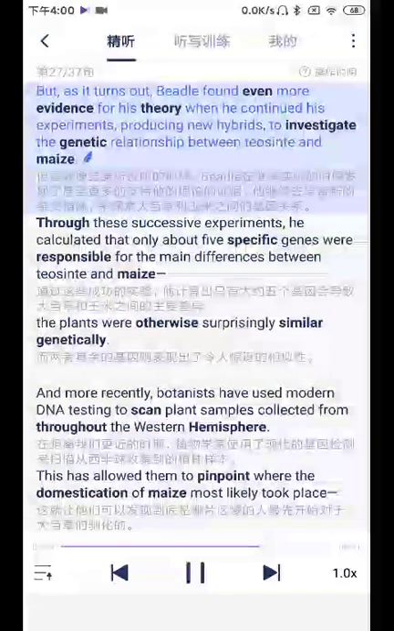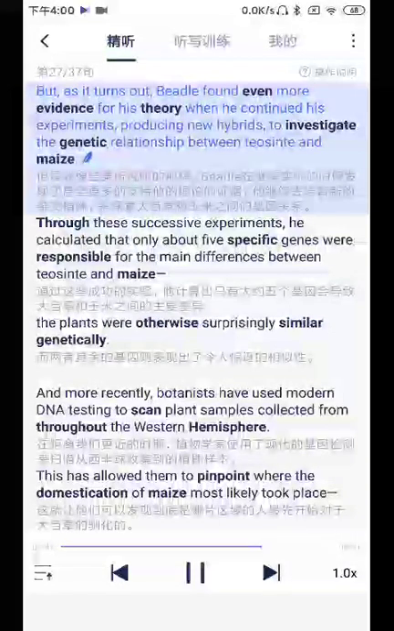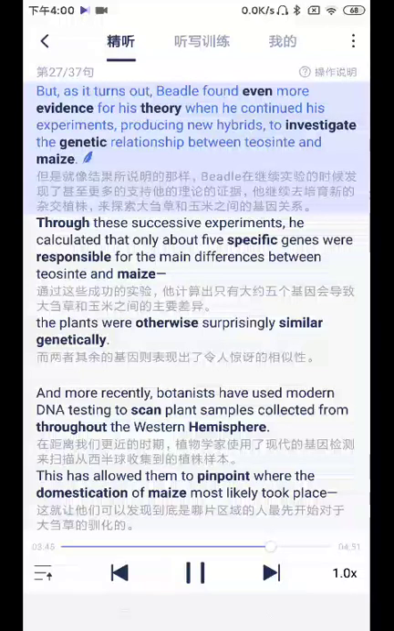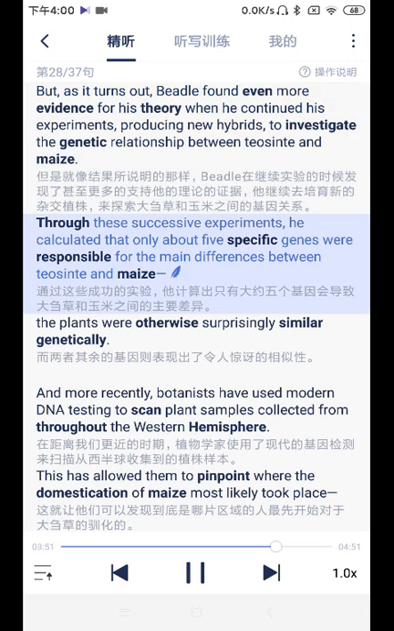But as it turns out, Beadle found even more evidence for his theory when he continued his experiments, producing new hybrids to investigate the genetic relationship between teosinte and maize. Through these successive experiments, he calculated that only about 5 specific genes were responsible for the main differences between teosinte and maize. The plants were otherwise surprisingly similar genetically.